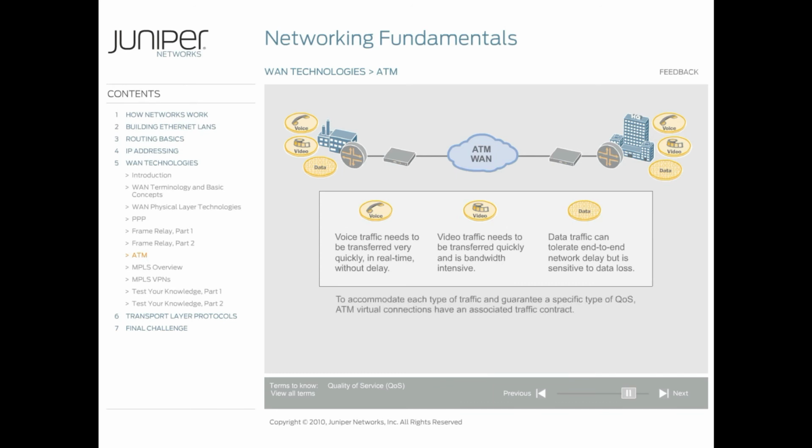To accommodate each type of traffic and guarantee a specific type of QoS, ATM virtual connections have an associated traffic contract. An ATM traffic contract is an agreement between a user and a network where the network guarantees a specific ATM service category if the user's data conforms to the negotiated traffic and QoS parameters. To learn more about ATM traffic descriptors, QoS parameters, and ATM service categories, click the on-screen link, or click the Continue button to continue with this topic.